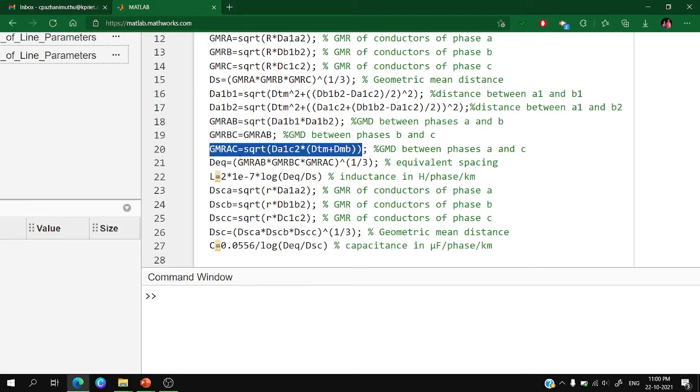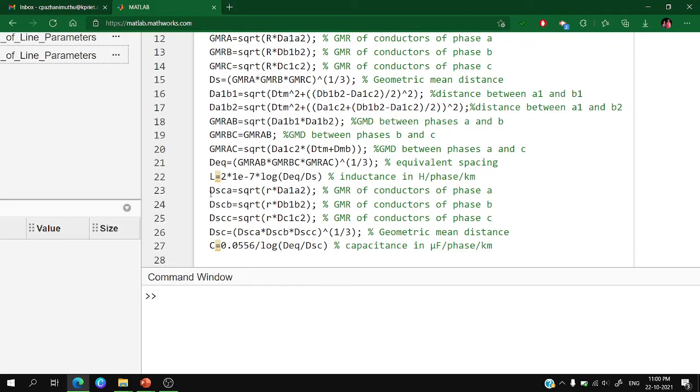Next we have to calculate the equivalent spacing. D equivalent is equal to, we have to multiply all the GMD AB, BC and AC power 1 by 3. Next we have to calculate the value of inductance per phase per kilometer. We have to take 2 into e power minus 7 into log of D equivalent by Ds. Next we have to calculate the value of capacitance.